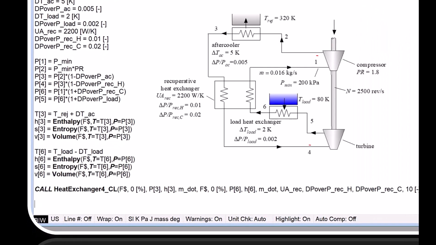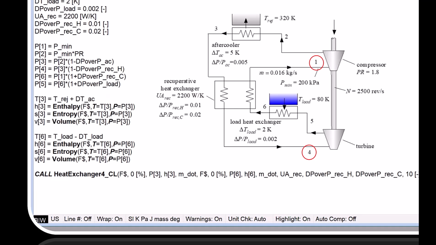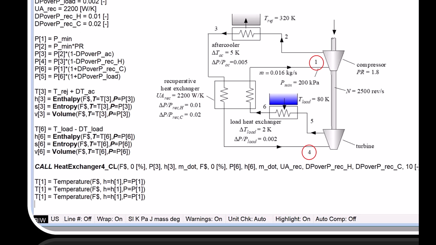Alright, so what do I have? I have the enthalpy and pressure at state 4, so I can get all the other properties at state 4. And I have the enthalpy and pressure at state 1, so I can get all the other properties at state 1. So I might as well go ahead and do that. T1 is equal to the temperature of F dollar at H equals H1, and P equals P1. And I might want the entropy and the specific volume. So S and V, this is entropy, and this is volume.